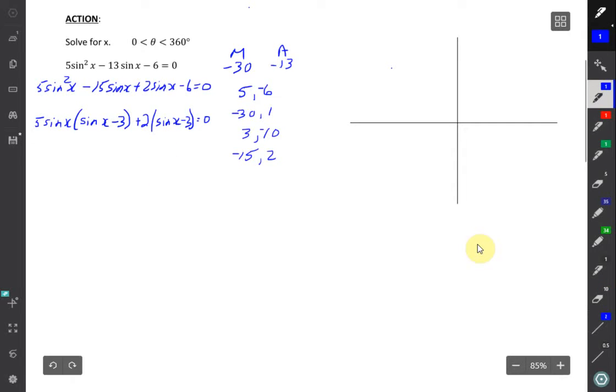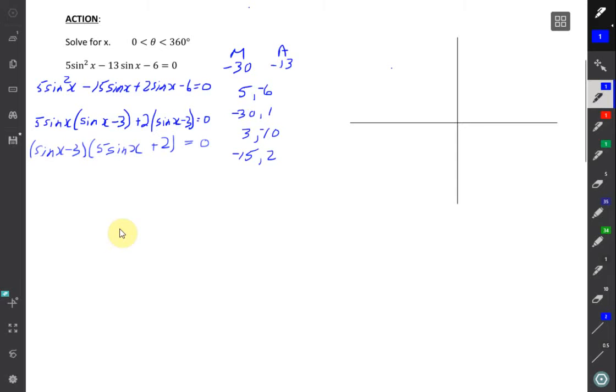I will now factor out sine x minus 3. And that leaves me with a 5 sine x from the first term. This plus sign separates these two terms that are actually factored terms. So we have a 5 sine x left in this term to put here. And when we factor out the sine x minus 3 in this term, we have a 2 left. So we'll put that 2 in the bracket, and that equals 0.